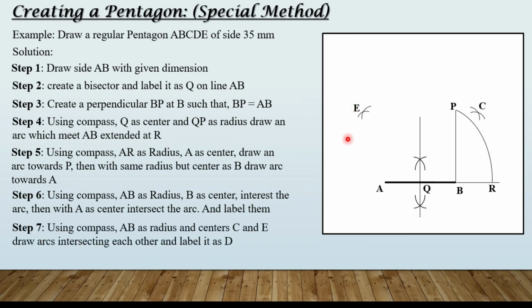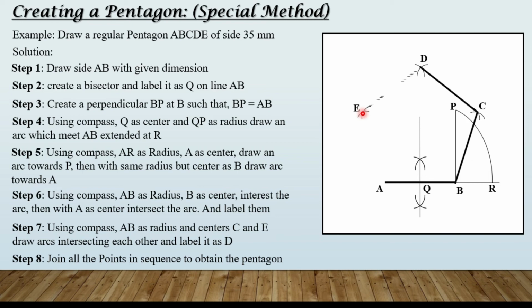Then using AB, the given side, as a radius in our compass, keeping compass at C, creating an arc above, keeping compass at E, intersecting this arc with radius AB, labeling it as D. Now you have to join all the points in sequence to obtain the pentagon. AB is already drawn, so BC, CD, DE and EA. So this is the regular pentagon which is obtained.